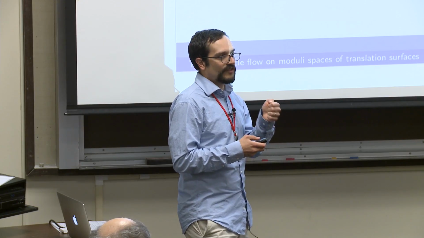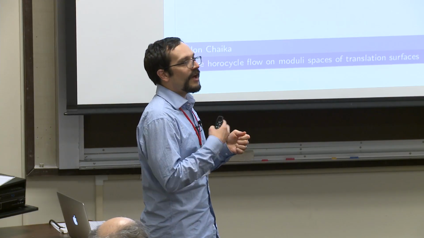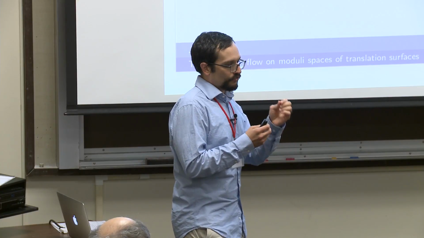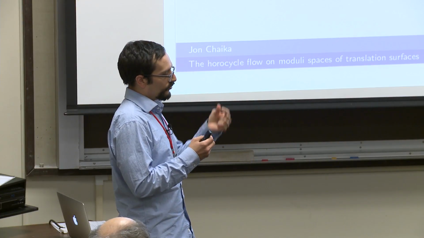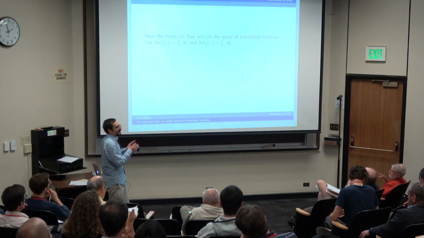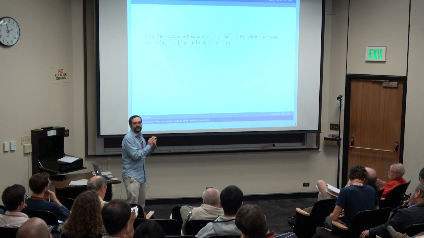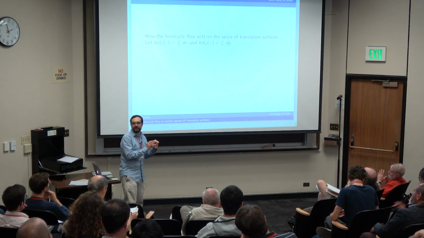And in order to produce these points, we're going to try and define a cousin of the horocycle flow. So we're going to take a surface, perform this cousin of the horocycle flow to it, and then perform the horocycle flow to that point. And we're going to study the dynamics of that. And in order to generalize the horocycle flow a little bit, I want to unpack what the horocycle flow on the space of translation surfaces is.